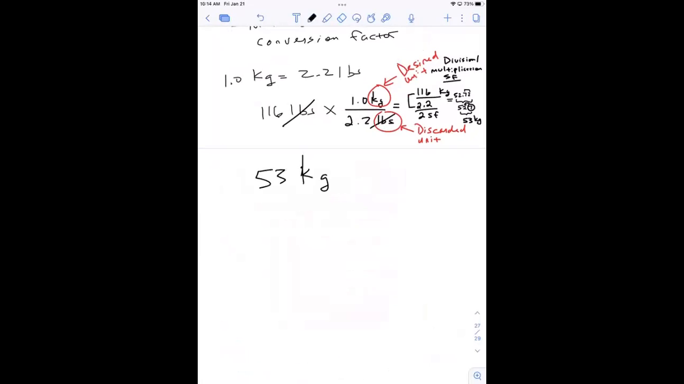So 53 kilograms. What does the kilo prefix mean?